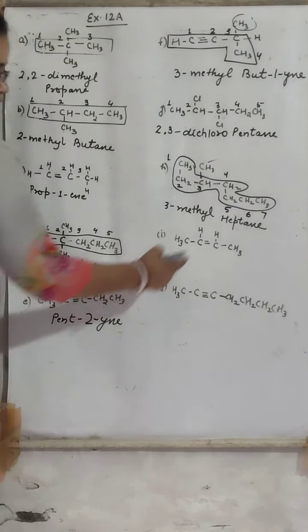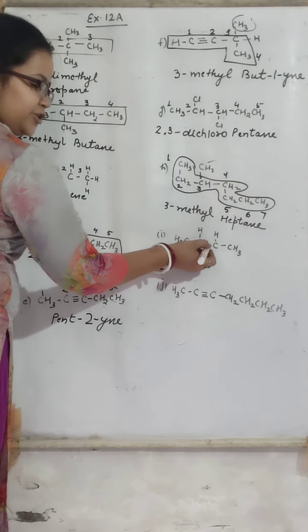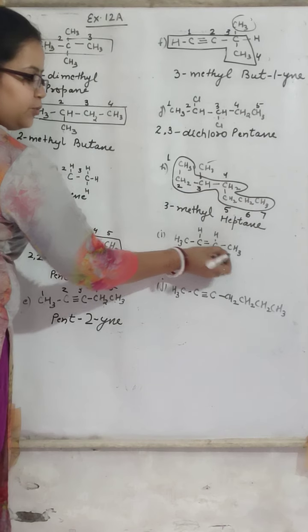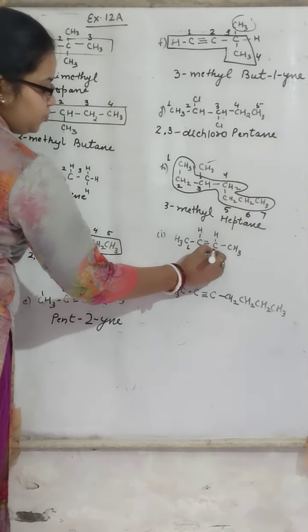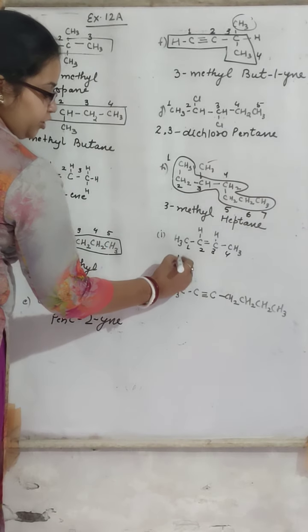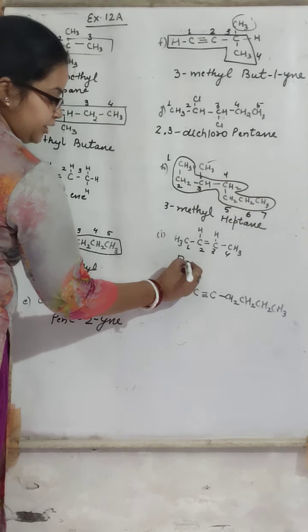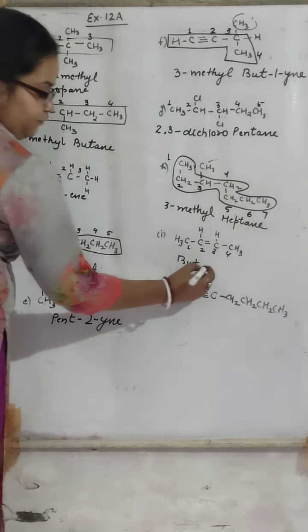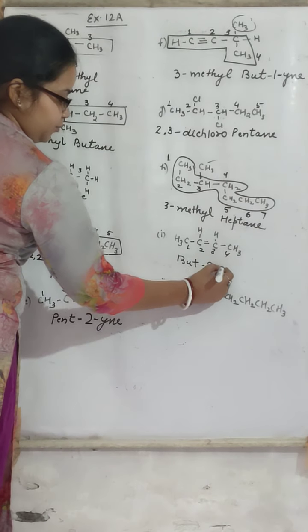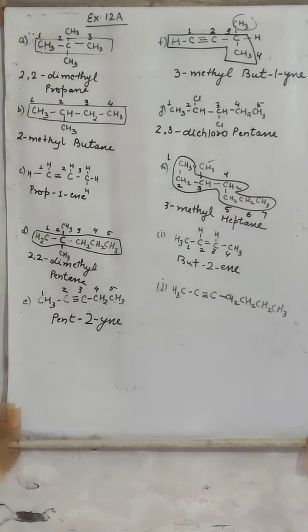Next one, double bond is present. If we start numbering from here, then also it is getting position 2. If we start numbering from here, then also it is getting position 2. So 1, 2, 3 and 4. No alkyl is present, nothing is present. So directly the number of carbon atoms, how many? 4. For 4 we use but. At what position is the double bond present? Second position. So but 2 ene. Ene is the suffix of double bond.